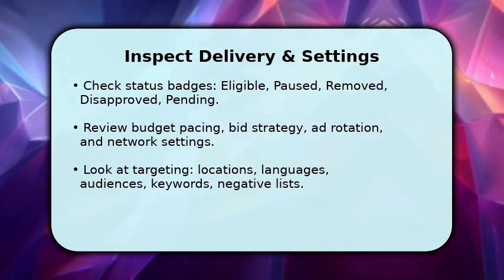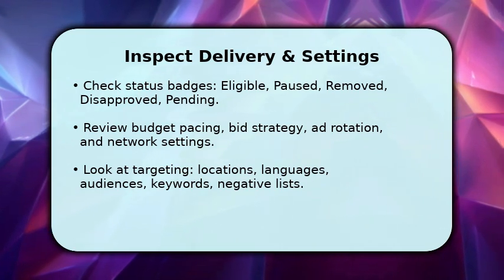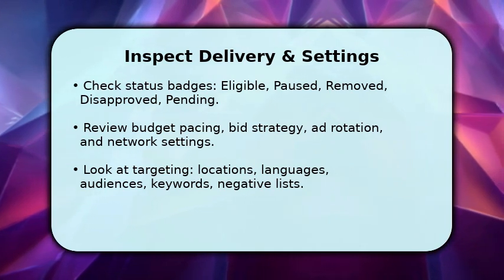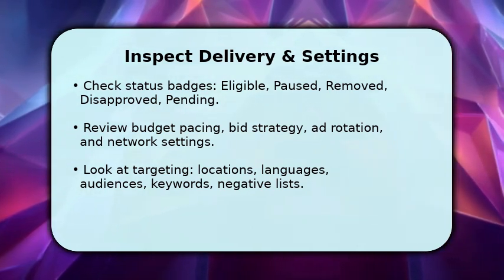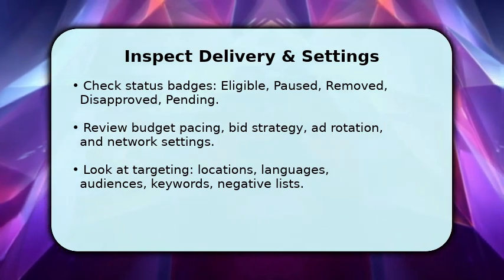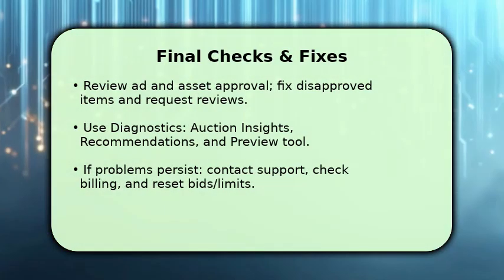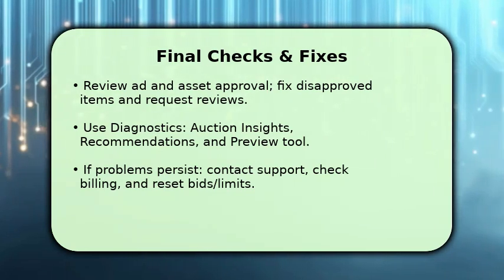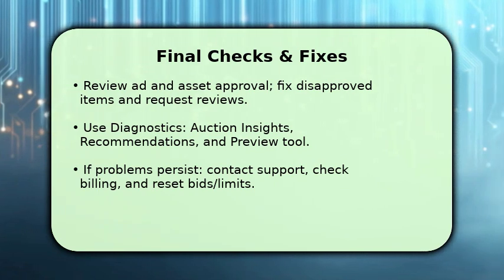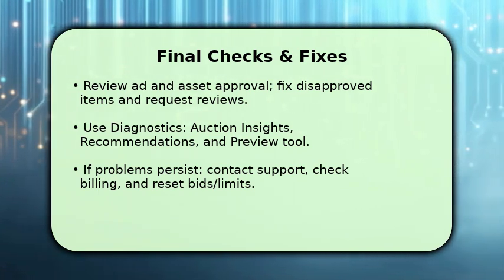Then inspect targeting: locations, languages, audience signals, keywords, and negative lists, because overly restrictive targeting often stops delivery. If you find mismatches, adjust them and save changes so the system can reevaluate. Finish by confirming ad and asset approval status. If any ad is disapproved, edit the offending element and request a review so delivery resumes.